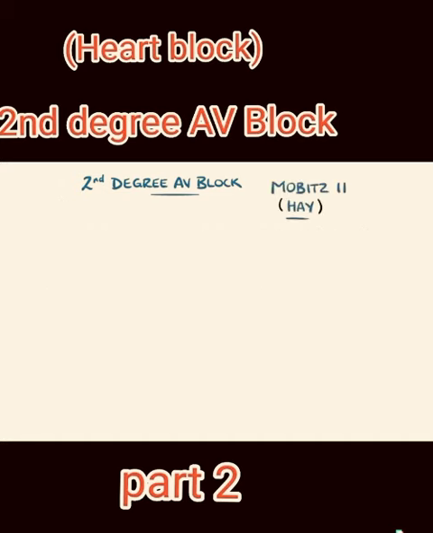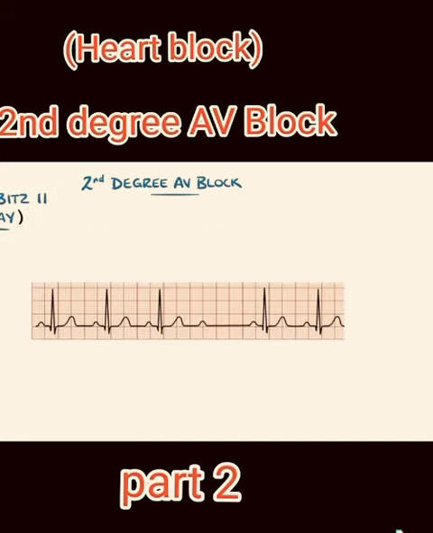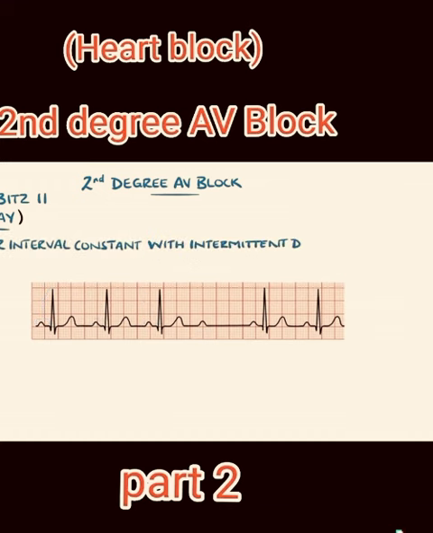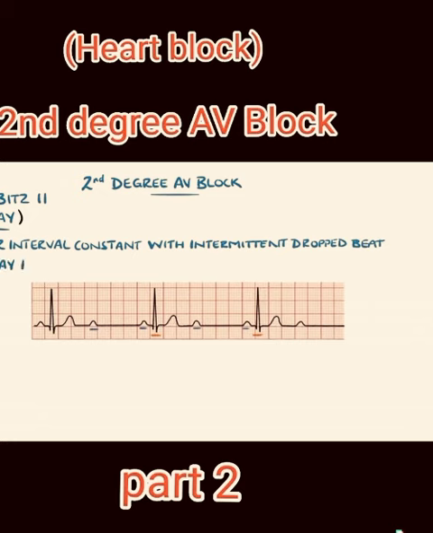On the other hand, in Mobitz 2 or Hay blocks, there is no progressively increasing PR interval, only an intermittent P wave that is not conducted. There is sometimes a fixed ratio between the number of P waves for every elicited QRS, such as 2 to 1 in this example, but they can be higher.